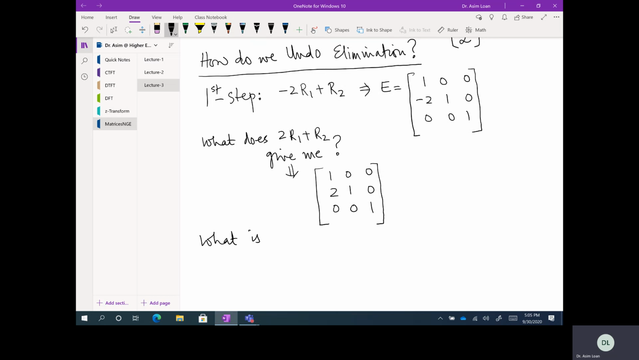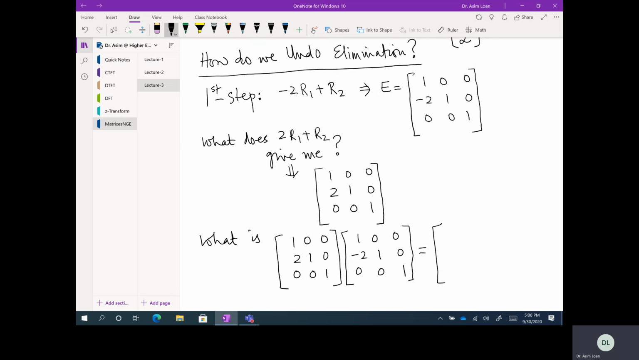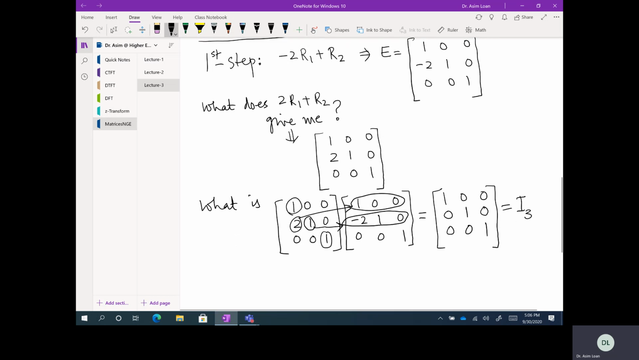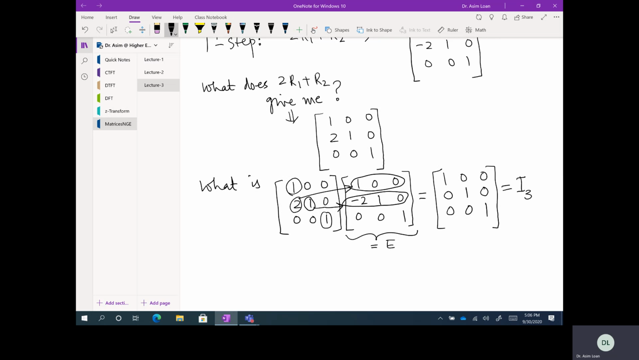And what is this product? What is [1, 0, 0; 2, 1, 0; 0, 0, 1] times [1, 0, 0; minus 2, 1, 0; 0, 0, 1]? This is equal to the first row 1, 0, 0. Because of this one I'm picking the first row, and because of this one I'm picking the last row, and this means twice this row and 1 times this row. So 2 minus 2 is 0, 0, 1, 0, and we have the identity matrix, which means this is E. Since this is E, this has to be E inverse.